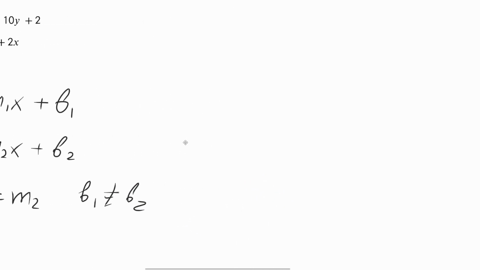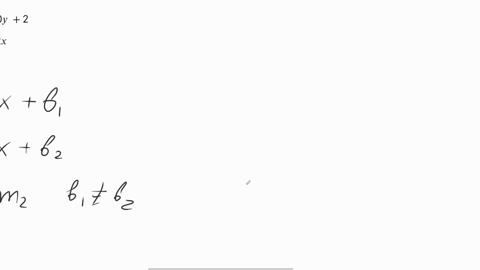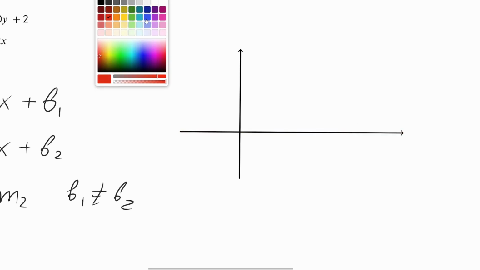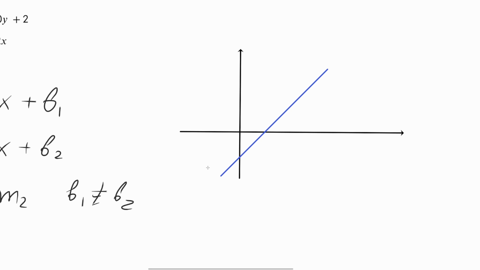If we sketch this system, we will get something like that. Here are our lines. We want a situation something like this, where this one is our y1 and this is our y2. That means that the slopes are the same, but the y-intercepts are different. And this is the situation that we're looking for.